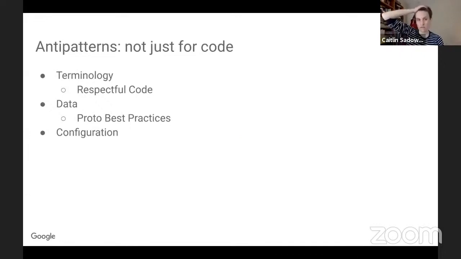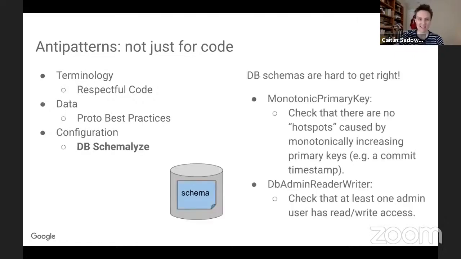Another example of where anti-patterns come up pretty often is configuration. At Google, we have many, many configuration languages and many, many contexts for configuration. One example is a database schema analyzer. Database schemas can be difficult to get right.